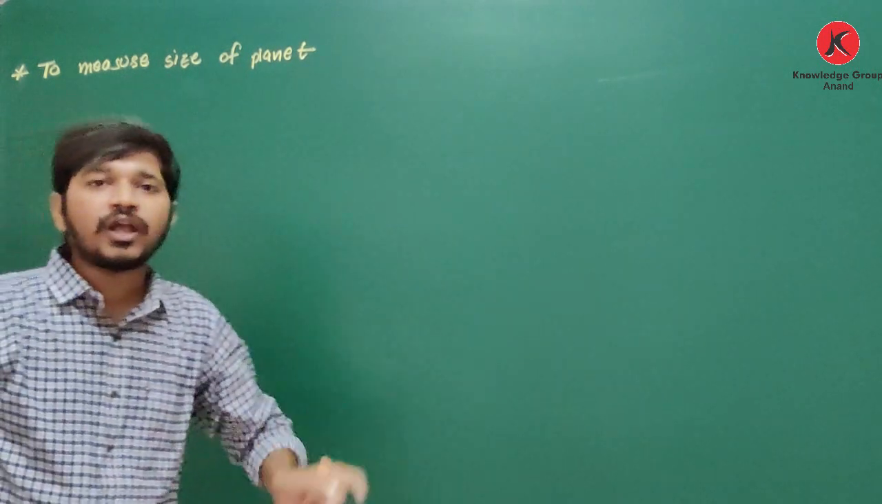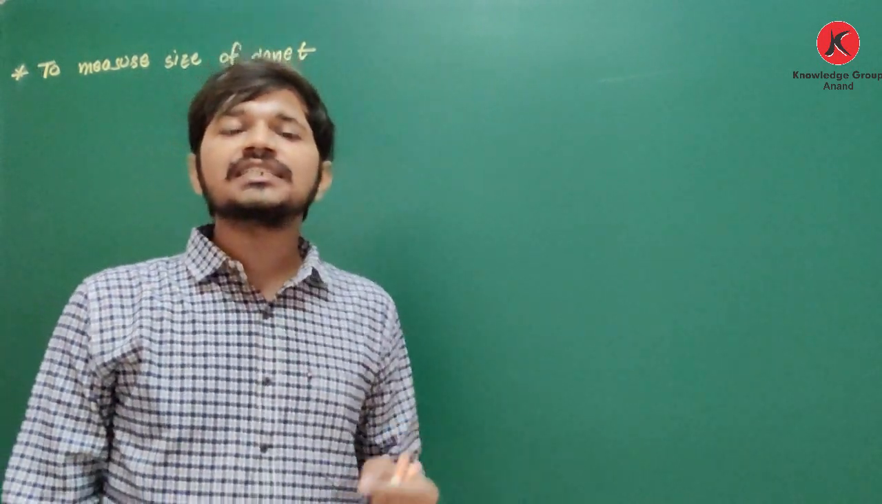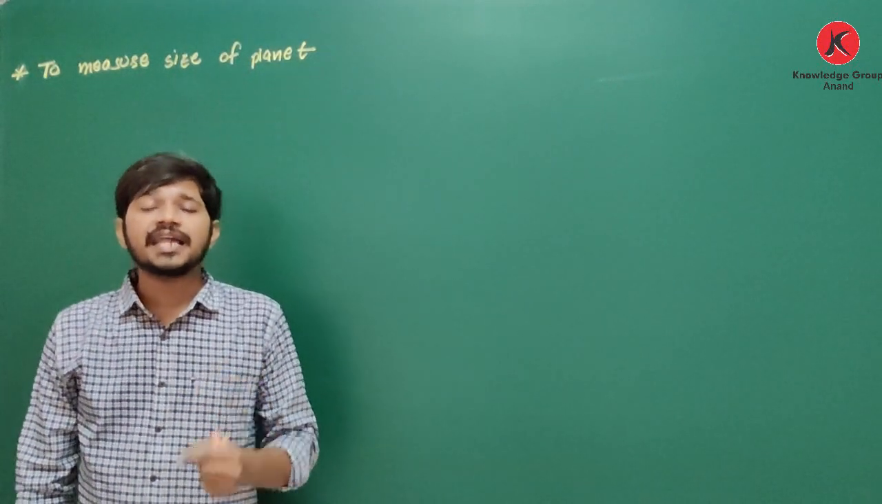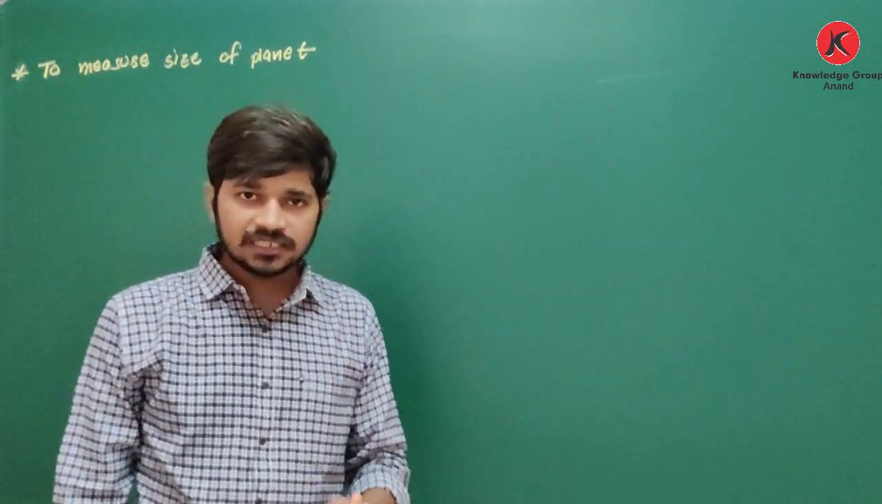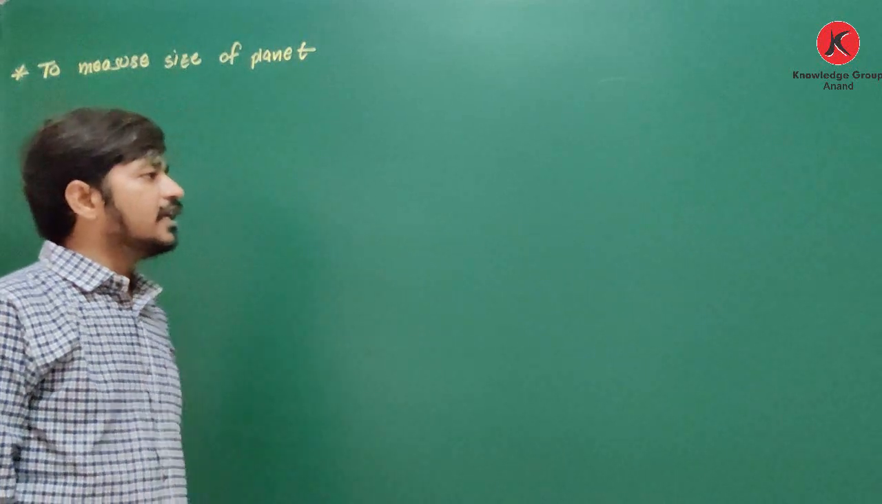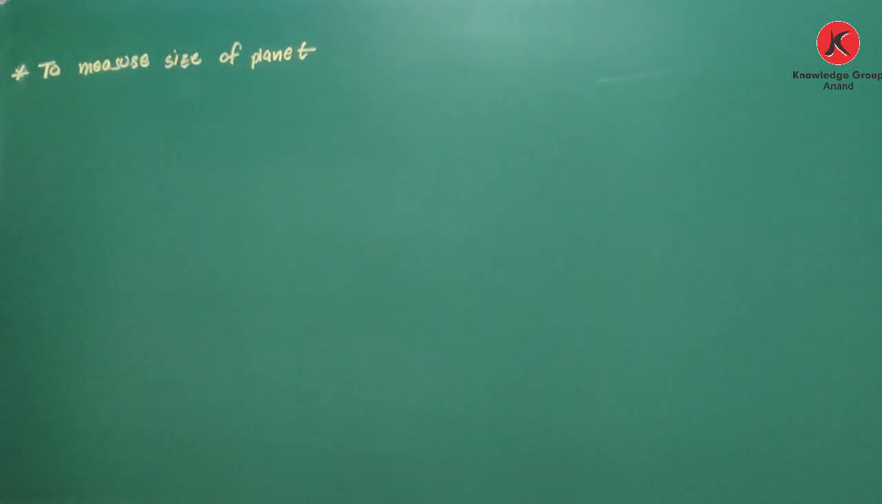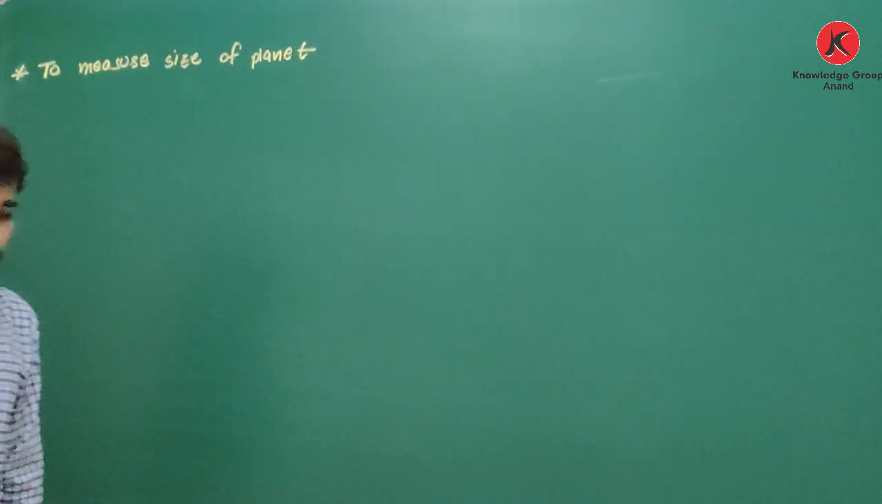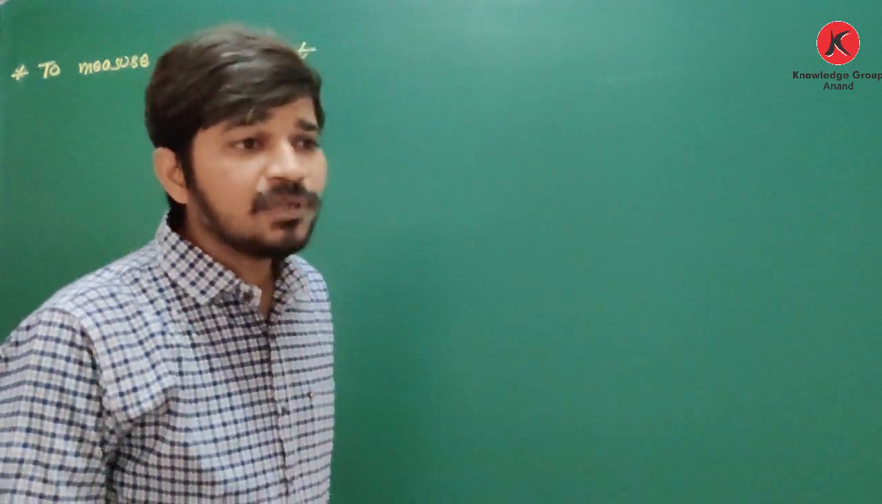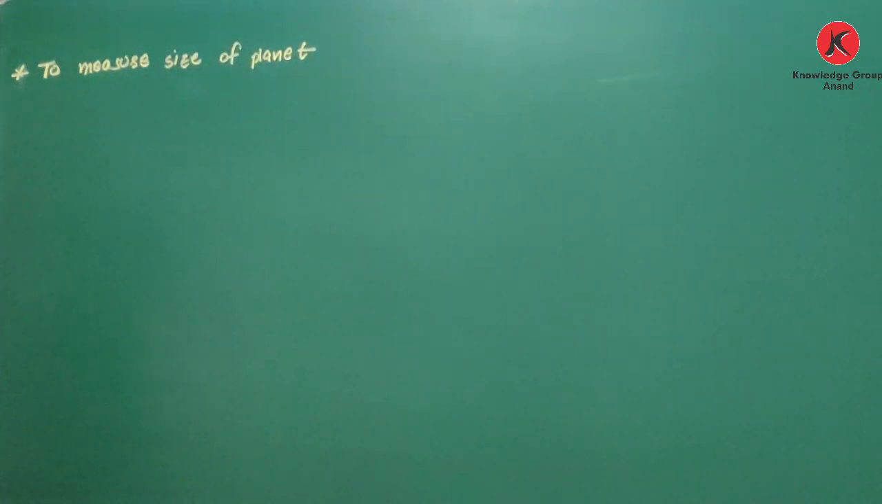What is the size of a planet? Planet we are taking as spherical, a sphere. Then what is the size of a sphere? It is its diameter or its radius. So here we have to find the diameter of the planet. Okay, so what is the method?